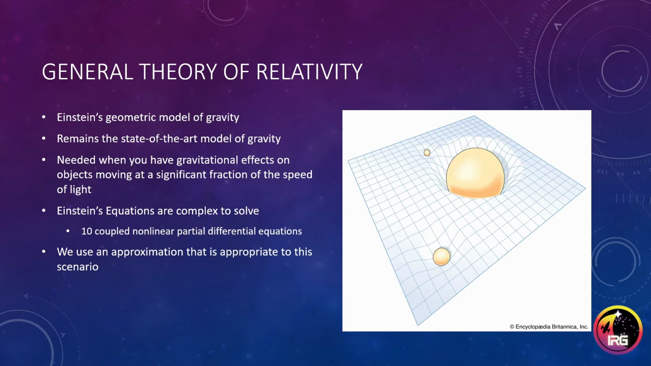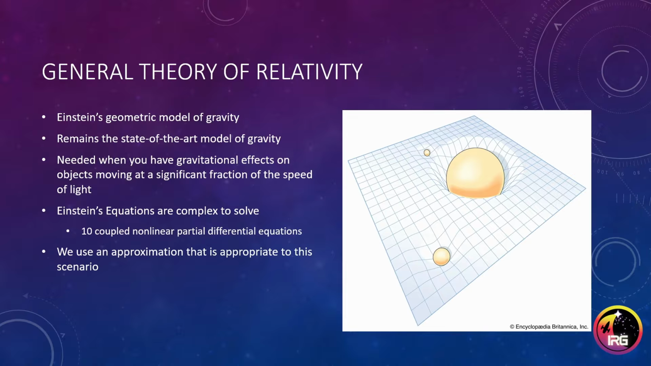When I say relativity, I am talking about the general theory of relativity, which is Einstein's geometric model of gravity, in which matter causes space-time to curve, and in the words of John Wheeler, matter tells space-time how to curve, and curved space-time tells matter how to move. That's the idea in a nutshell. And general relativity is needed when we have objects moving at a significant fraction of the speed of light that are subject to gravitational effects, which is exactly what we're talking about when we talk about a relativistic spacecraft.